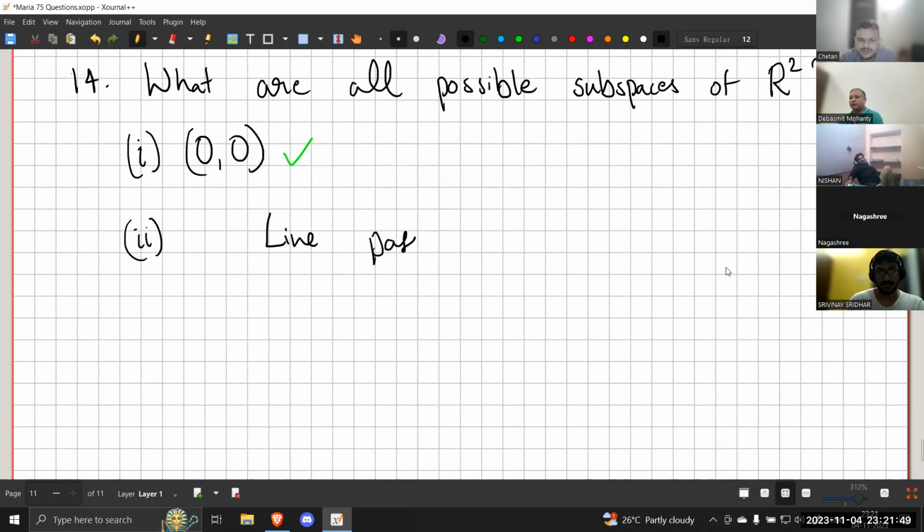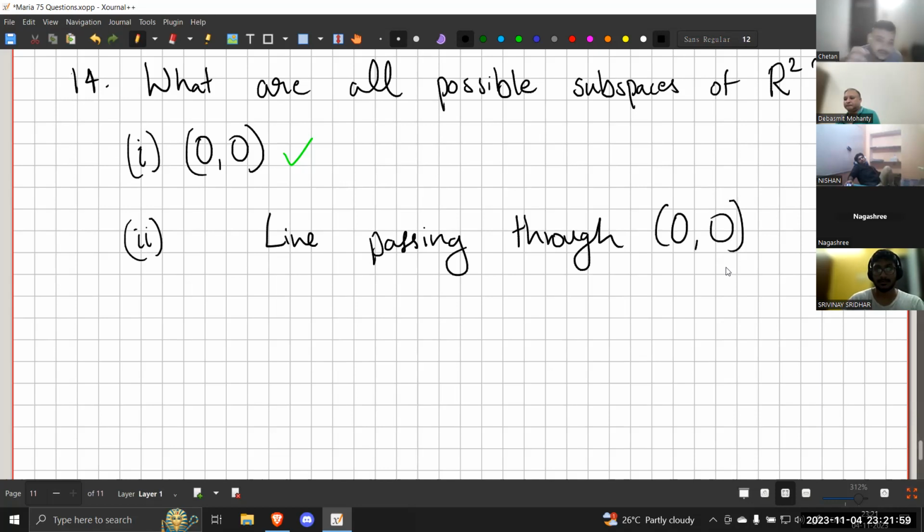We are only talking about R2, so we only have one plane, that is R2 itself. So all the lines passing through the origin and R2 itself. That is what Nagashri was talking about, that the linear combination of (1, 0) and (0, 1) gives you the entire R2. Okay, so those are all the possible subspaces of R2.